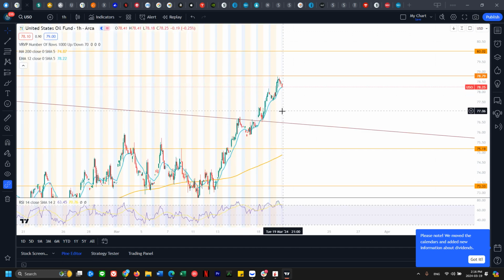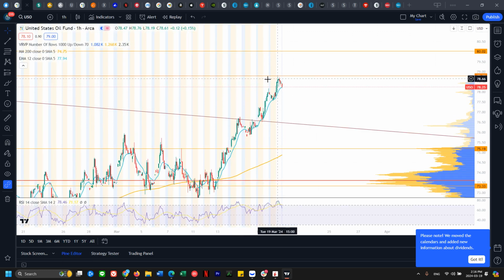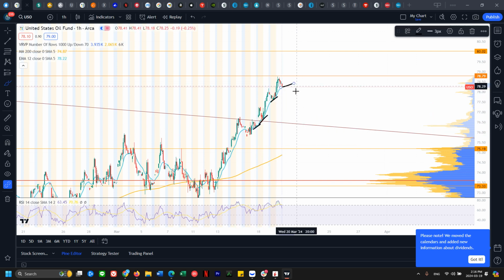Yeah, the hourly trend will be our guide as long as hourly EMA 12 is acting as support. No red flags for the bulls. Let's see, it bounced off of it, bounced off of it, bounced off of it here again, and we'll see if it bounces off here again.